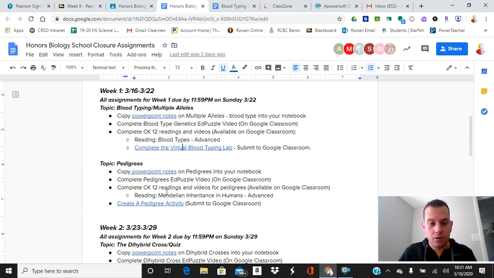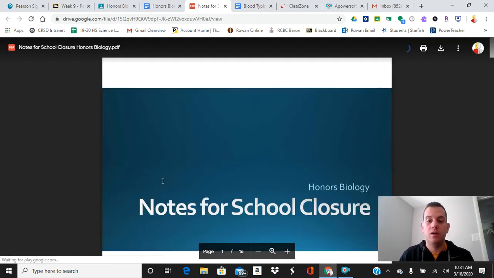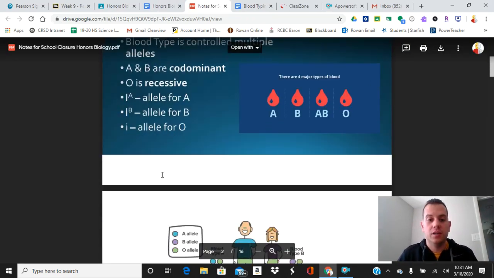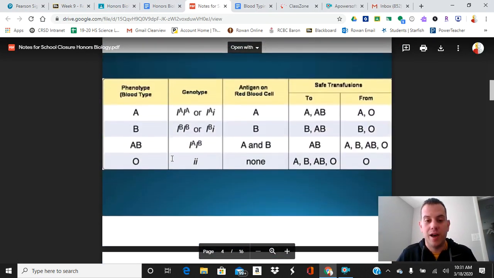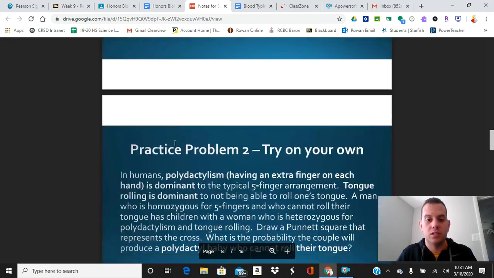The second thing you're doing is looking at pedigrees. Pedigrees are basically like a family tree that, when you look at them, you can analyze how a trait goes through a family. So here's the stuff about multiple alleles. Again, pretty straightforward. I'm not really going to go through that. You guys should just read that and know. Next week, we'll talk about dihybrid crosses.